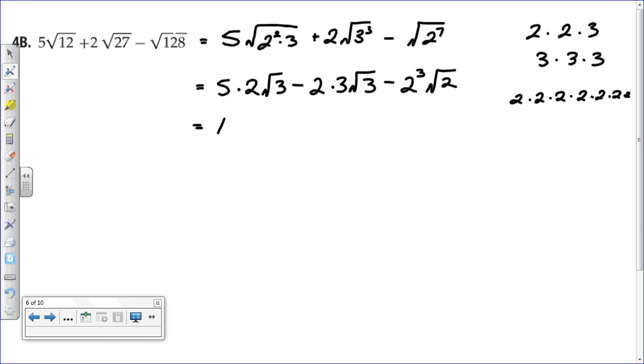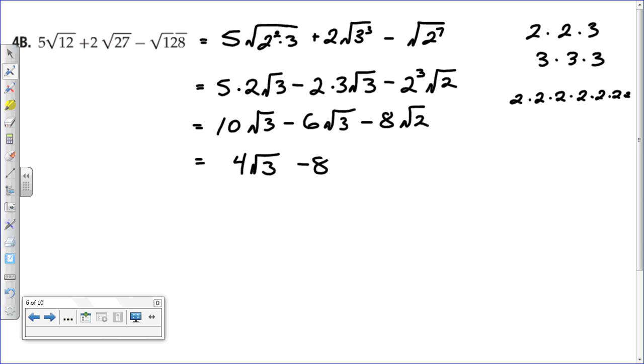So this is 10 root 3 minus 6 root 3 minus 8. 2 to the 3rd is 8 root 2. And the ones I can add together are these two right there because they have the root 3's. 10 root 3 minus 6 root 3 is 4 root 3. I can't combine this, so I've got my final answer of 4 root 3 minus 8 root 2.